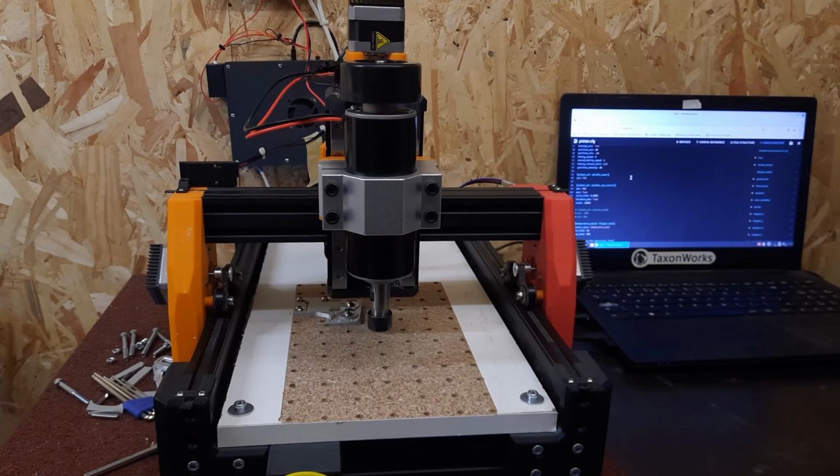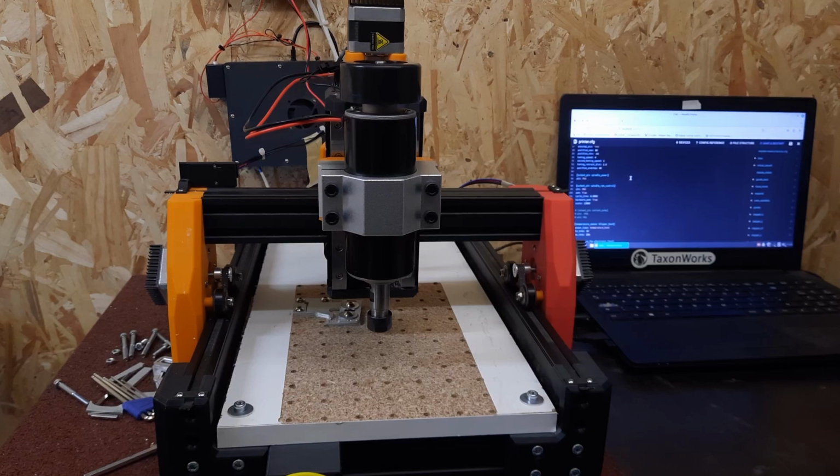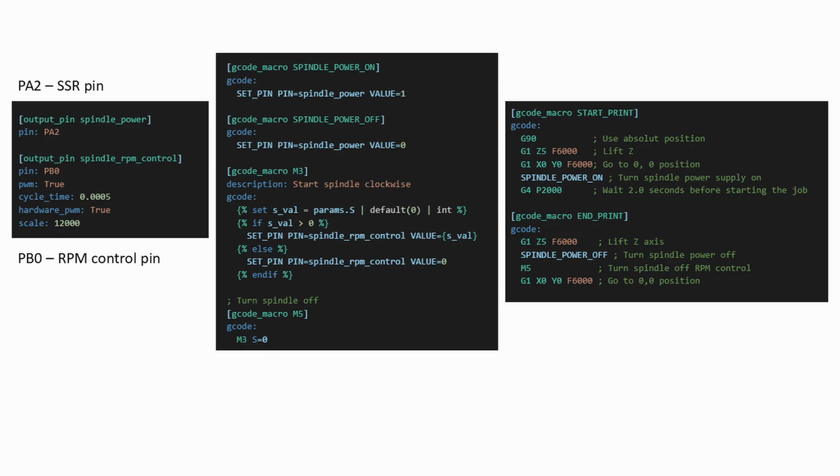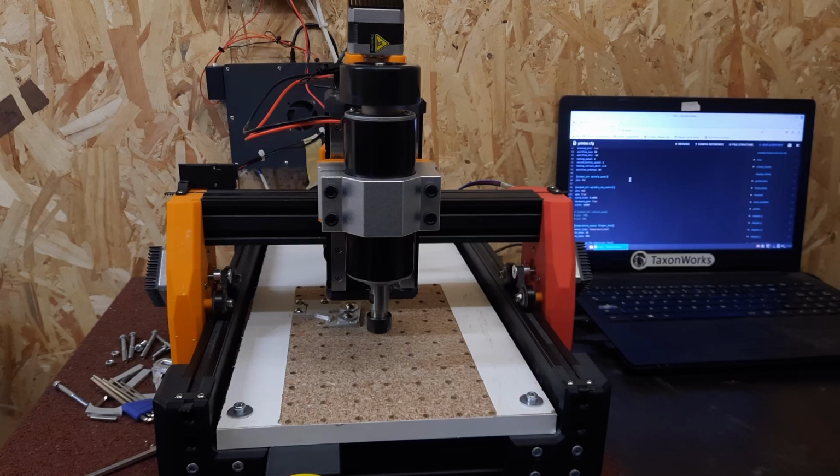So I finished configuring Klipper. I'll put on screen how I did it. Basically, I assigned two pins, one to power up the power supply of the spindle, and one that controls with PWM to analog that 0 to 10 volts that actually give the command to the power supply to power the spindle to a given RPM. Let's actually see the spindle running.